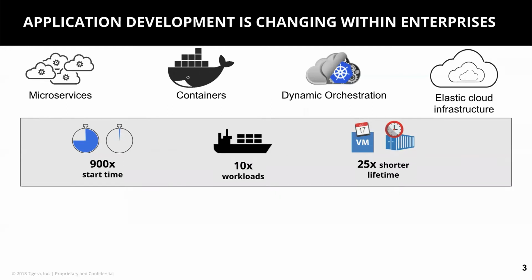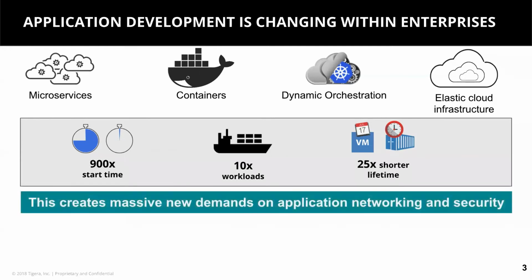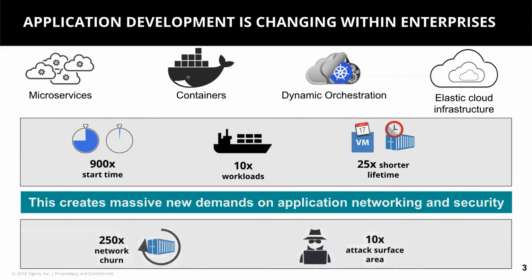And so there's a lot of turnover that's happening within the data center in terms of what the workload topology looks like. And this is creating a massive new demand on application networking and security. The first thing is when you have things that are turning over all the time, and all of these are first-class network talkers, meaning that they've got IP addresses, they're talking on the network, you're seeing a lot more network changes happening.